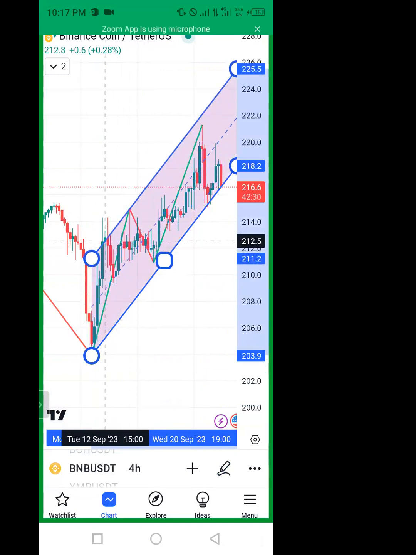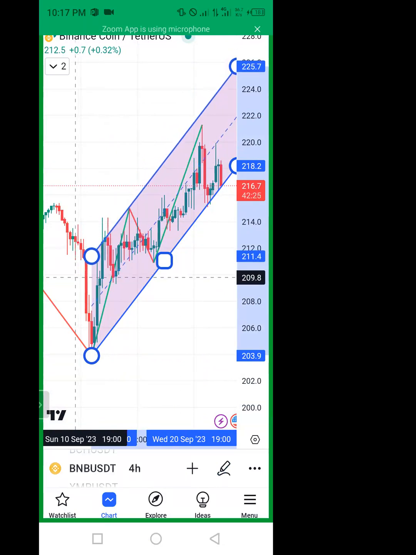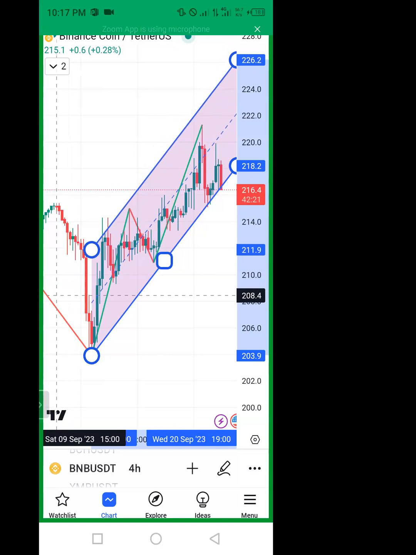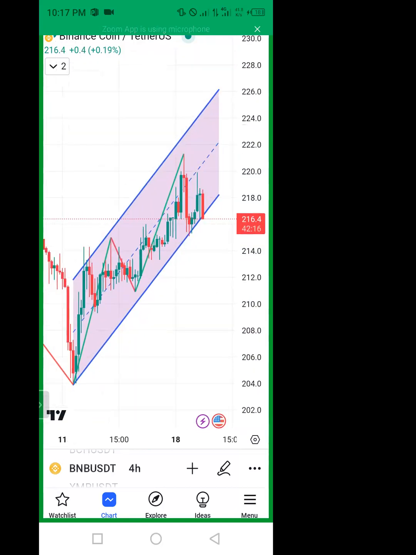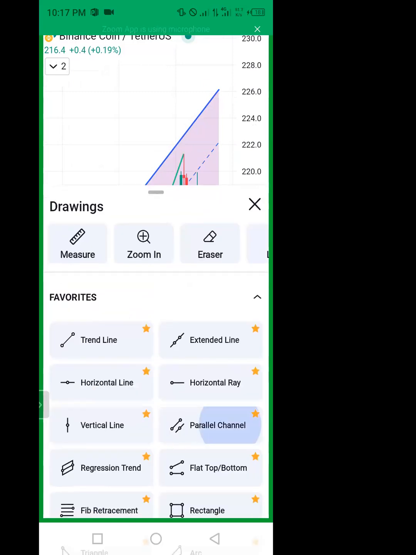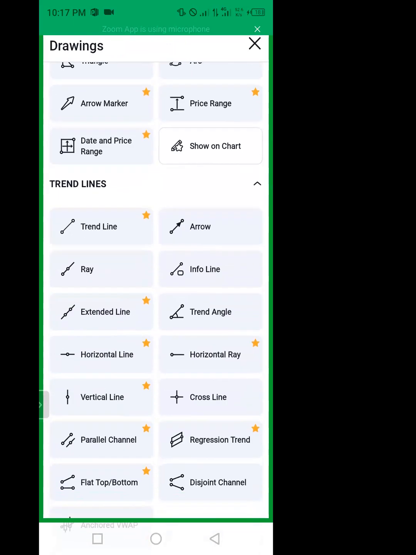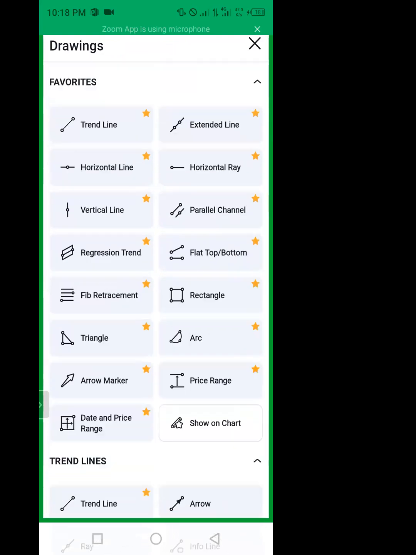Someone is going to ask, what is that? A parallel channel is a trend line. It is a shape. What can I say? Let us look at where we got them from. It is in the trend lines. Parallel channel, it is in the trend lines. How you can draw trend lines.